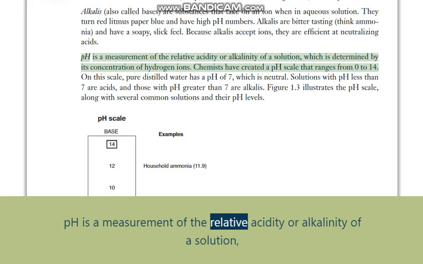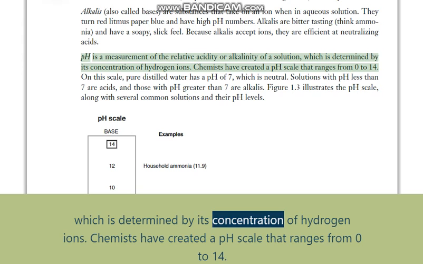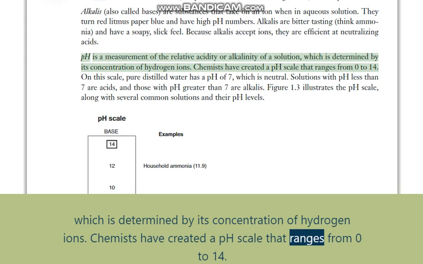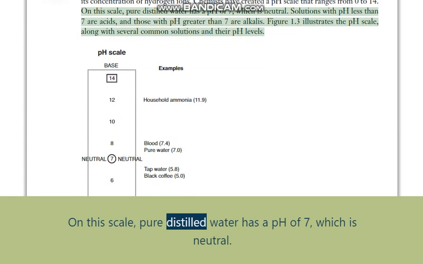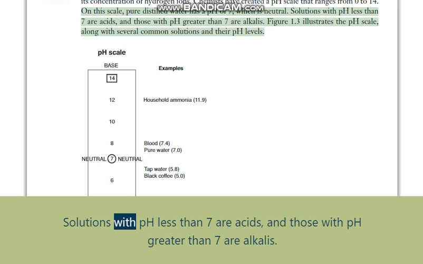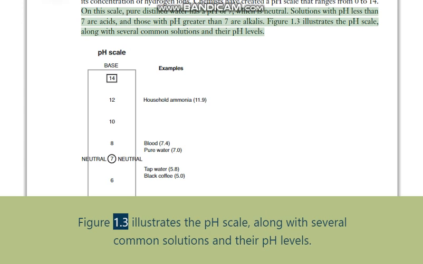pH is a measurement of the relative acidity or alkalinity of a solution, which is determined by its concentration of hydrogen ions. Chemists have created a pH scale that ranges from 0 to 14. On this scale, pure distilled water has a pH of 7, which is neutral. Solutions with pH less than 7 are acids, and those with pH greater than 7 are alkalis. Figure 1.3 illustrates the pH scale, along with several common solutions and their pH levels.